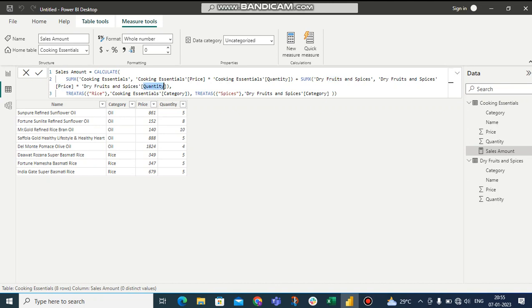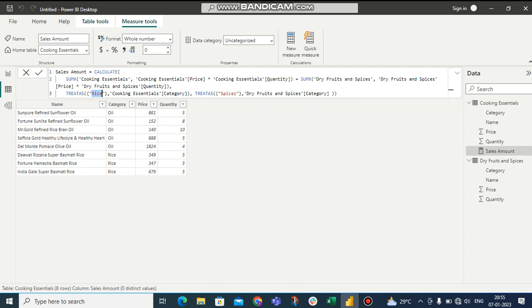First of all I am getting the total of the two tables, whatever the value is. I am not filtering it out, I am not filtering categories. I am getting SUMX of the first table, price and quantity, plus SUMX of the second table, price and quantity. So I am getting the total calculation of the two tables. I have not used a filter here. A filter will not work here.